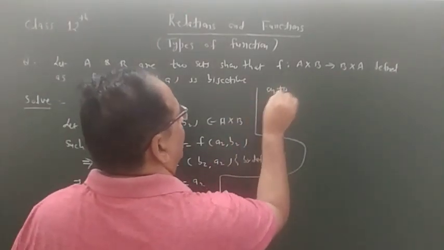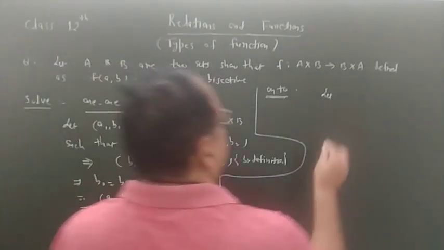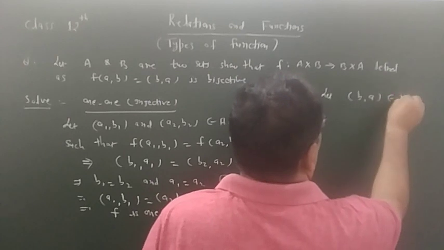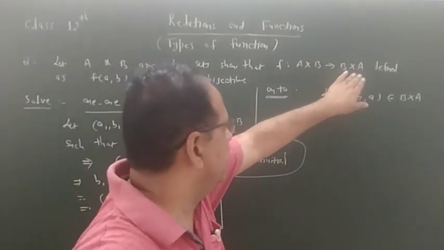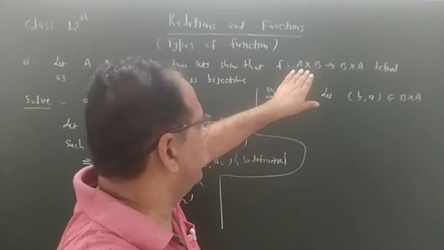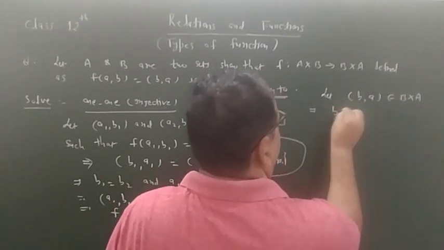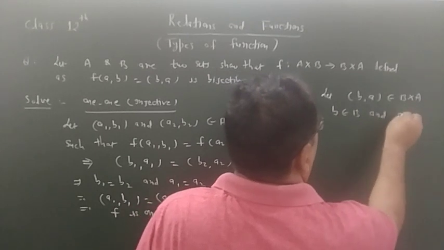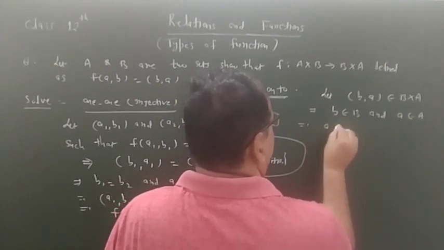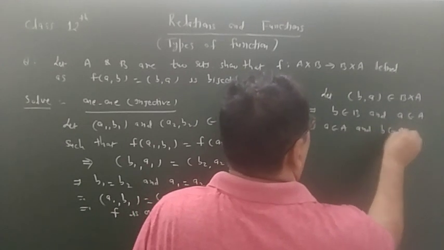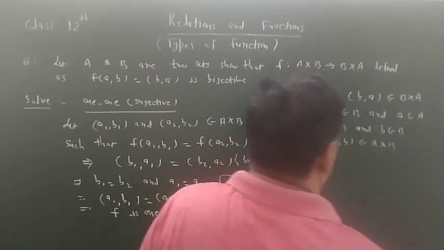Now we check onto. Let (b, a) belong to B cross A. We want to check that each ordered pair of B cross A should be the image of some ordered pair of A cross B. So we pick here (b, a) belonging to B cross A. By the definition of Cartesian product, b belongs to set B and a belongs to set A. This implies that a belongs to A and b belongs to B. That means (a, b) belongs to A cross B.